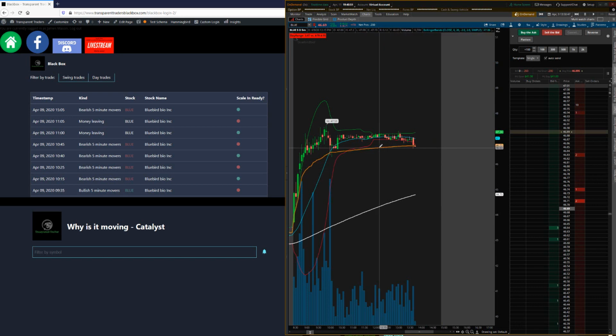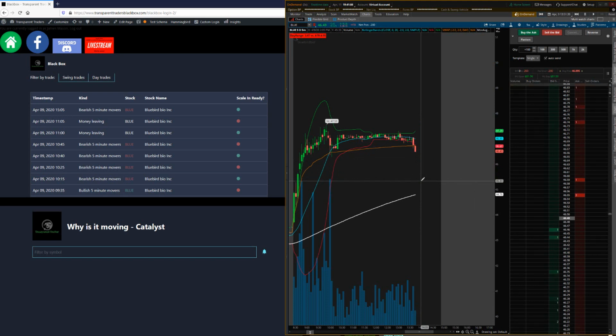So we can see right here, this orange line, this is the VWAP line. We can see these candlesticks pushing through that bottom Bollinger Band line. Now it's breaking down below that VWAP line. And this is good for us. And we're going to let it run.